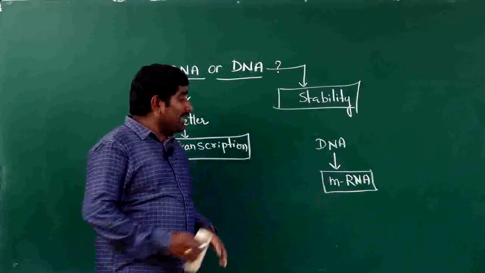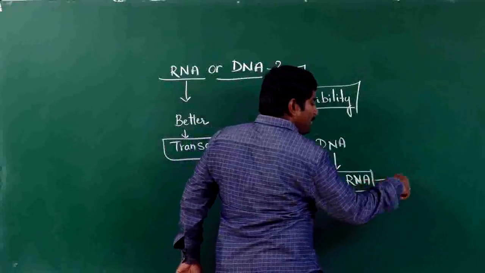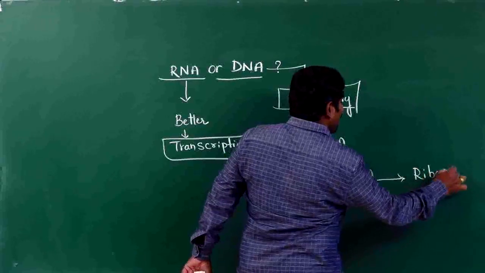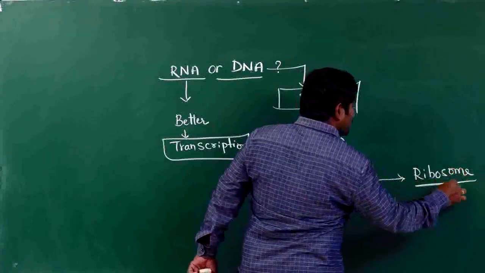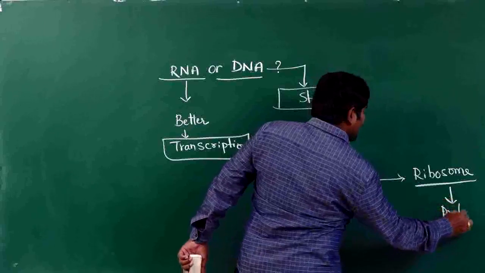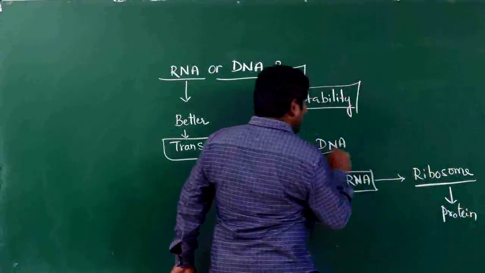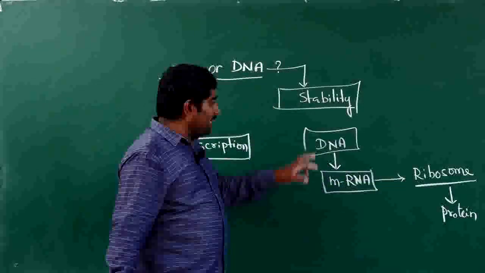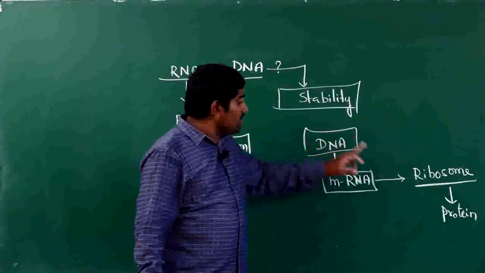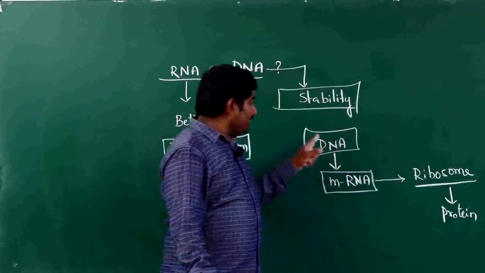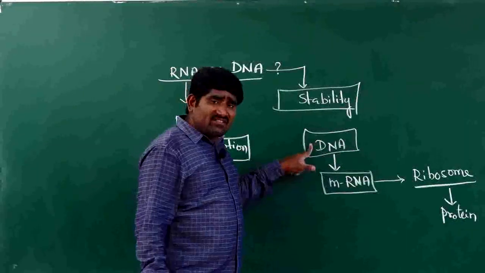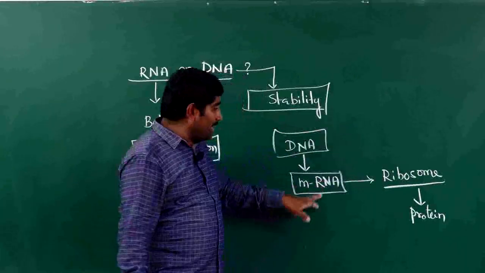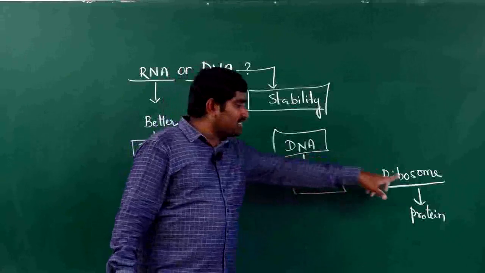Then mRNA participates in the translation process on the ribosome surface. On the ribosome surface, it finally produces protein. We already know DNA contains genetic information for preparation of proteins, but directly it cannot send that information into proteins. So two middle steps are there, transcription and translation.